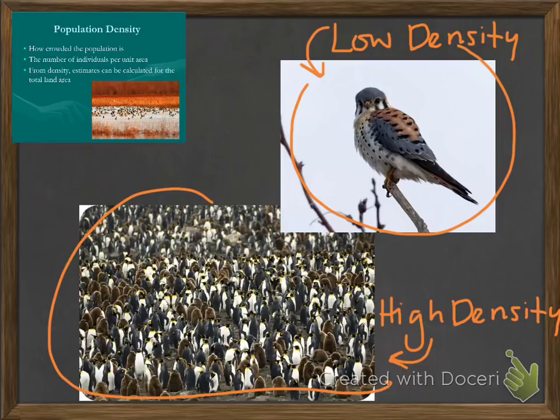Or this beautiful little kestrel, who really only has anything to do with any others of its species when they're mating and rearing their young. Other than that, they're pretty solitary organisms, and they tend to have territories. So therefore, they tend to be low density populations.